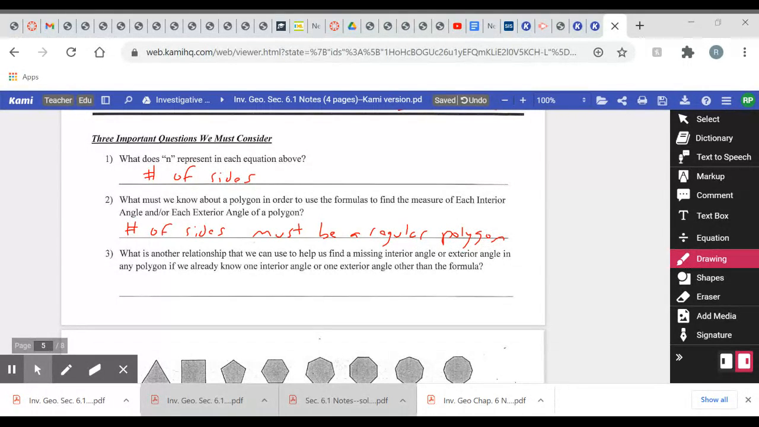Okay, and what is another relationship that we can use to help find missing interior or exterior angles in any polygon if we already know one interior or one exterior angle? Other than the formula, and like we were just talking about, we could subtract from 180, and that's because they form a linear pair. So we know they are supplementary.